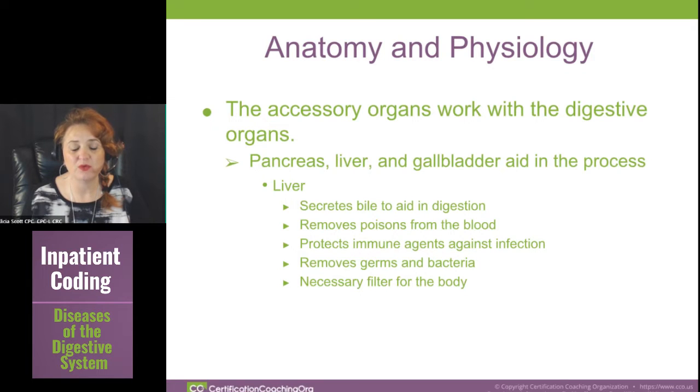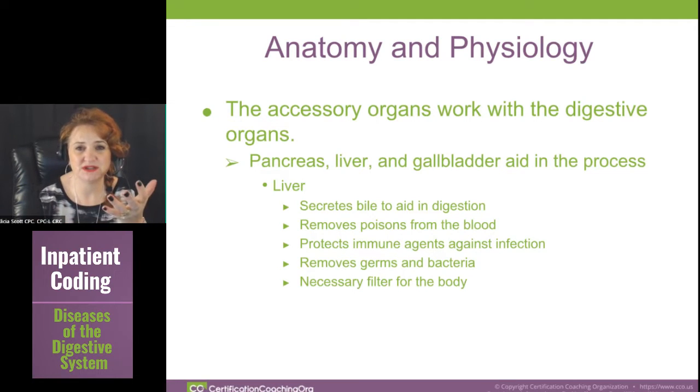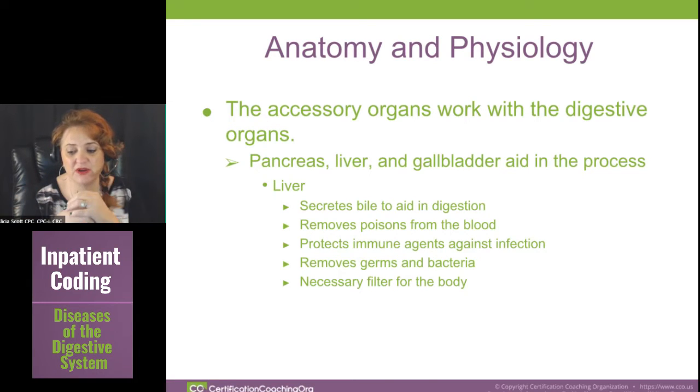It also removes poisons from the blood. It is a filter for us. It protects the immune system because it carries immune agents that help with infection. It removes germs and bacteria. And so again, it is like a giant filter for your body. You can have conditions that you're probably familiar with, like jaundice. When a person is having problems with their liver, they turn very yellow.